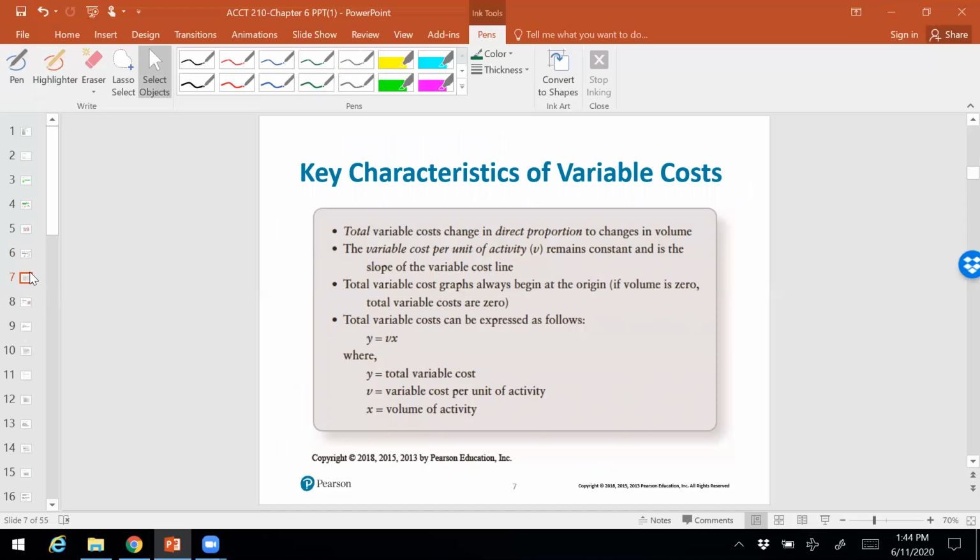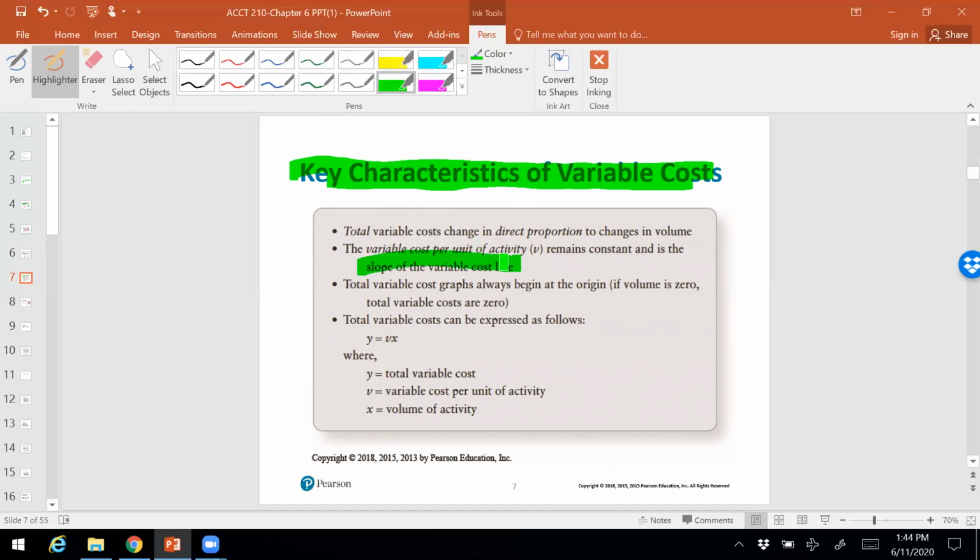Key characteristics of variable cost. I don't want to repeat, but I think it's definitely very important. So make sure you read this slide and then read your textbook. This is definitely a good summary of variable cost. For each one, it's a constant. For total, it increases. And then the slope is the variable cost for each unit. Y is the total cost. V is the variable cost per unit. And then x is the volume of the activity.